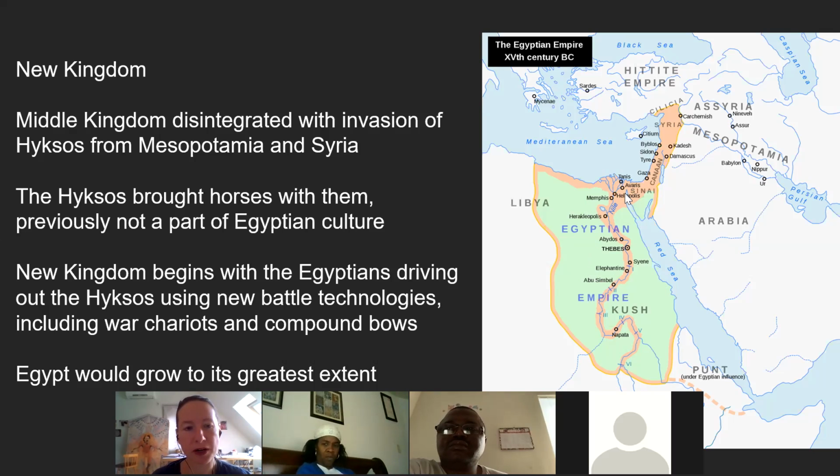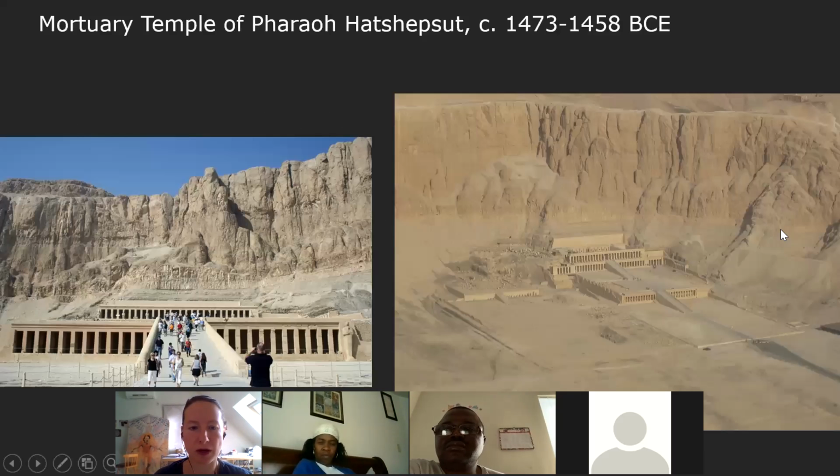And the empire of the New Kingdom started with Hatshepsut. And Hatshepsut created a temple, which is different from most temples that we see. This is the temple for the pharaoh Hatshepsut from about 1437 to 1458 BCE. When we think about mortuary temples, or when we think about temples, we generally think of the pyramids. We think about structures that go up out of the ground.